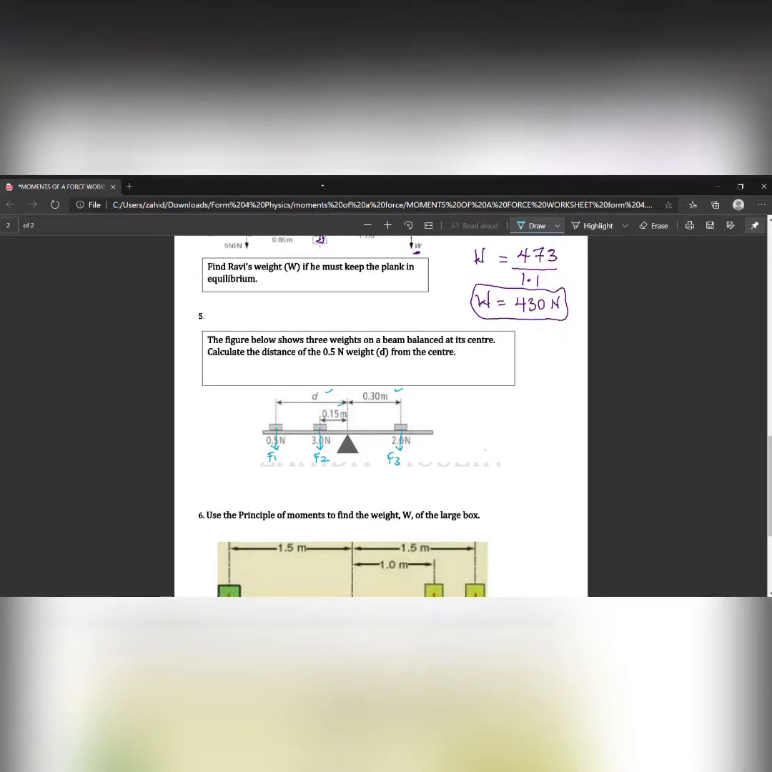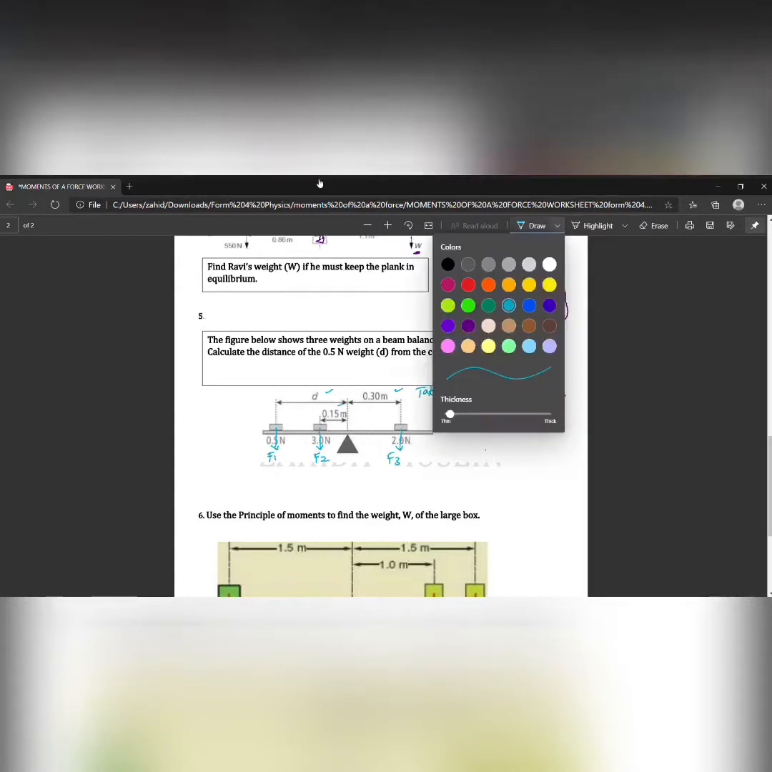I'm going to first write my very simple statement, taking moments at the pivot. Write my formula: sum of my clockwise equals sum of the anti-clockwise moments. And of course, this is where the summation sign comes into play. This symbol here, Greek alphabet, capital sigma, means the sum of, or the summation of, in mathematics. Now, let's analyze a few things. I'm going to use a different color here.